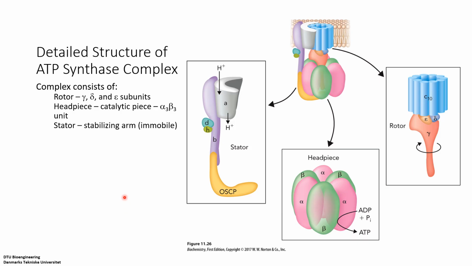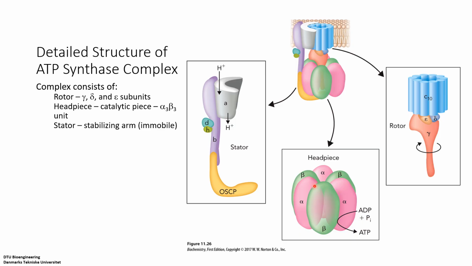So splitting it up in more detail, the key part is the head piece part here, which is the alpha beta domains that are the ones that are initiating the ADP to ATP. So these do actually not rotate. These just open and close, while the rotating unit here pushes the different alpha and beta subunits to different conformations.